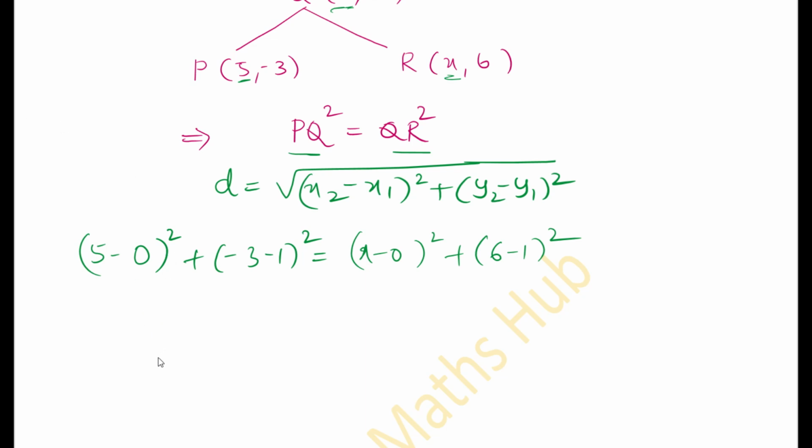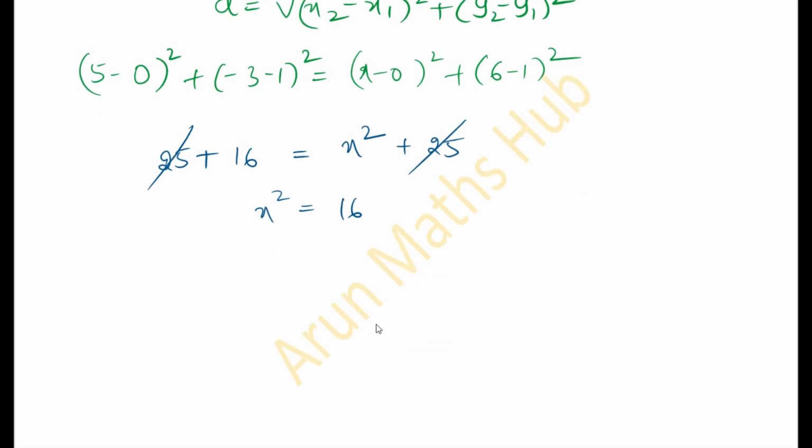Now 5 minus 0 is 5, 5 square is 25. In the same way, minus 3 minus 1 is minus 4, whole square we get 16, which is equal to x square written as it is, x minus 0 is x, plus 6 minus 1 is 5, whole square is 25. Plus 25 on LHS and RHS will cancel out. Now x square equals 16. Now x equals plus or minus square root of 16. Why have I taken plus or minus value? Because the coordinates can be positive as well as negative.